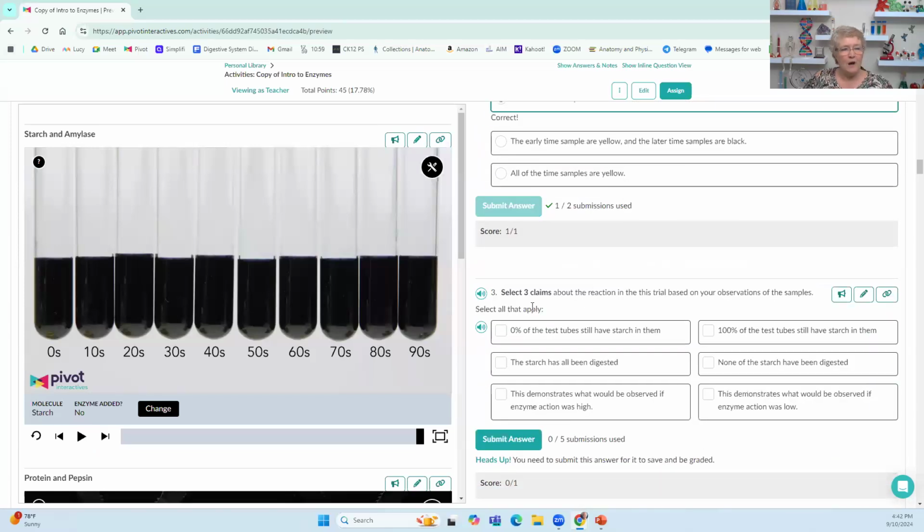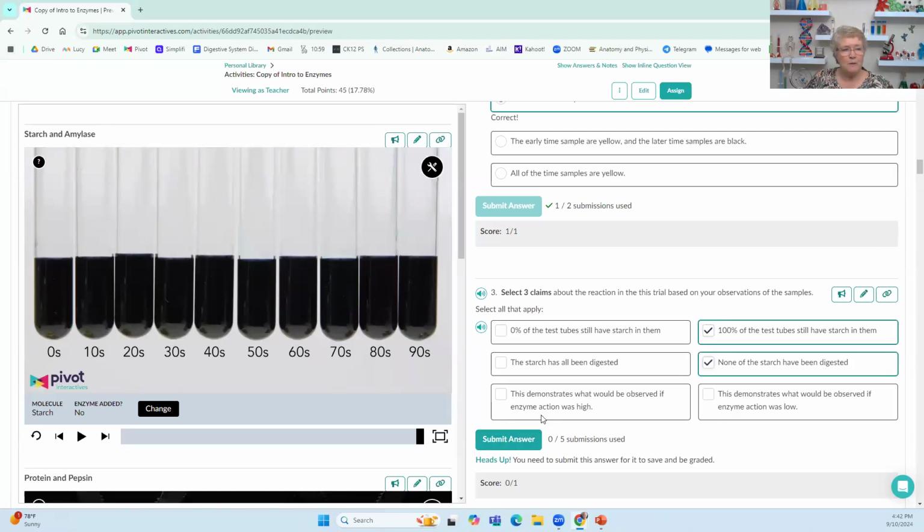Now, what do we know about the reaction? Select 3 claims based on what we observed. Do any of these still have starch in them? None of them or 100% of them? We know 100% of them still have starch in them because that IKI is blue in the presence of starch. Has the starch been all digested or none of it's been digested? Well, none of it. It's all still there.